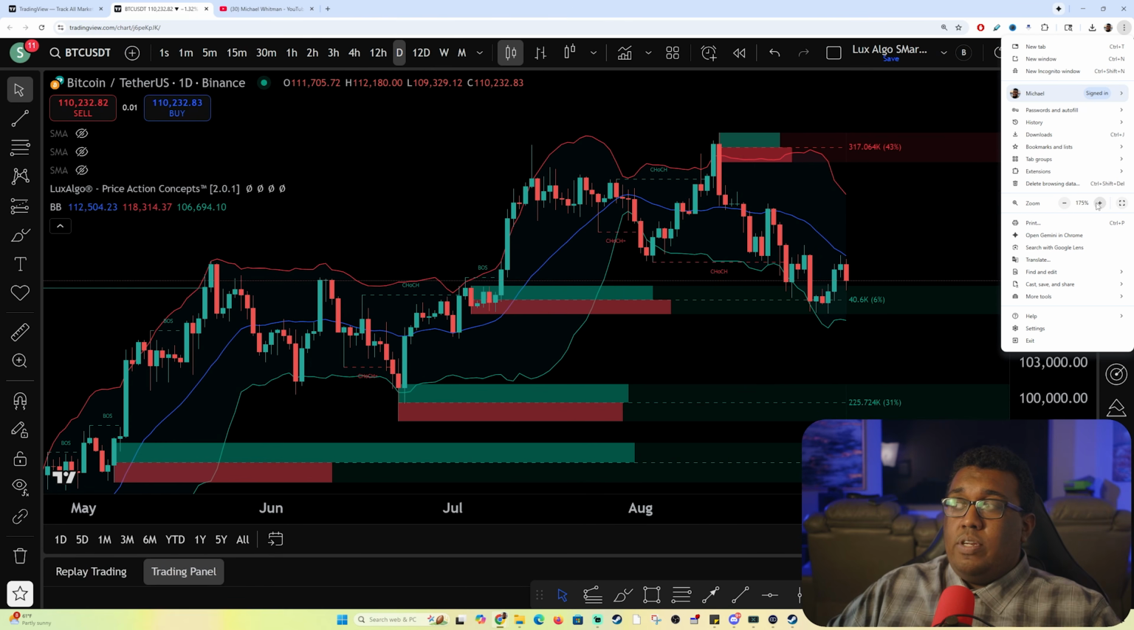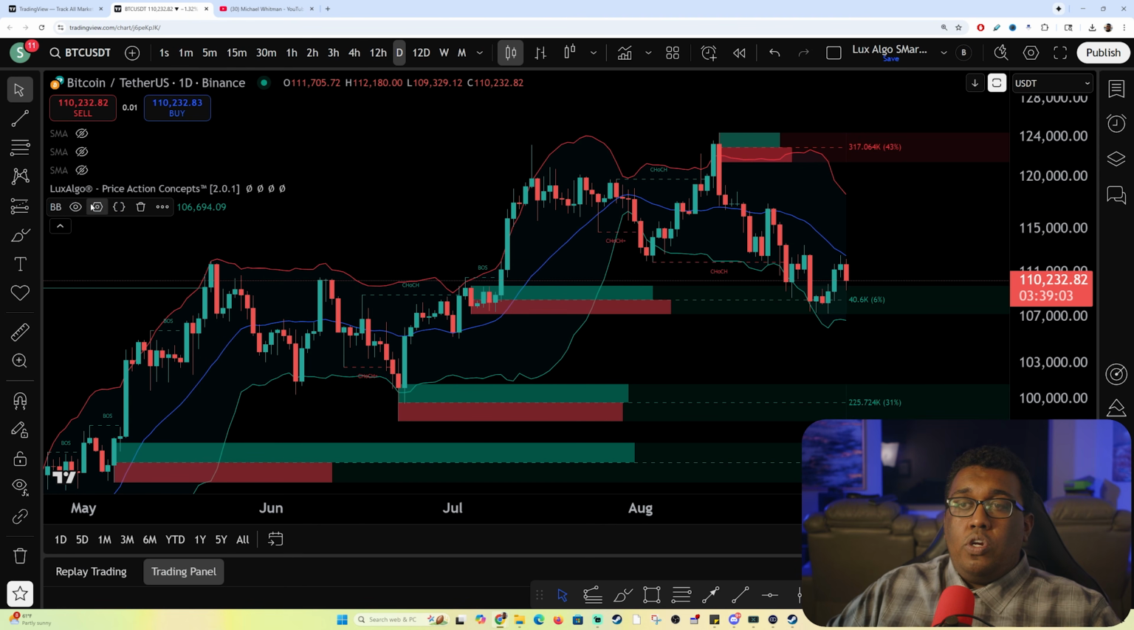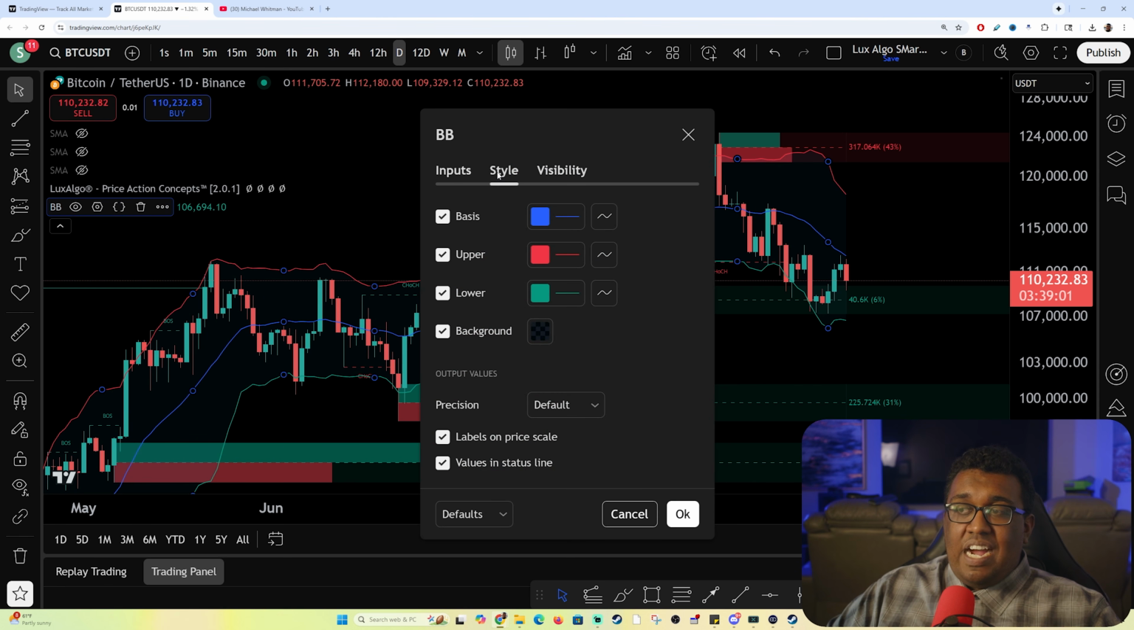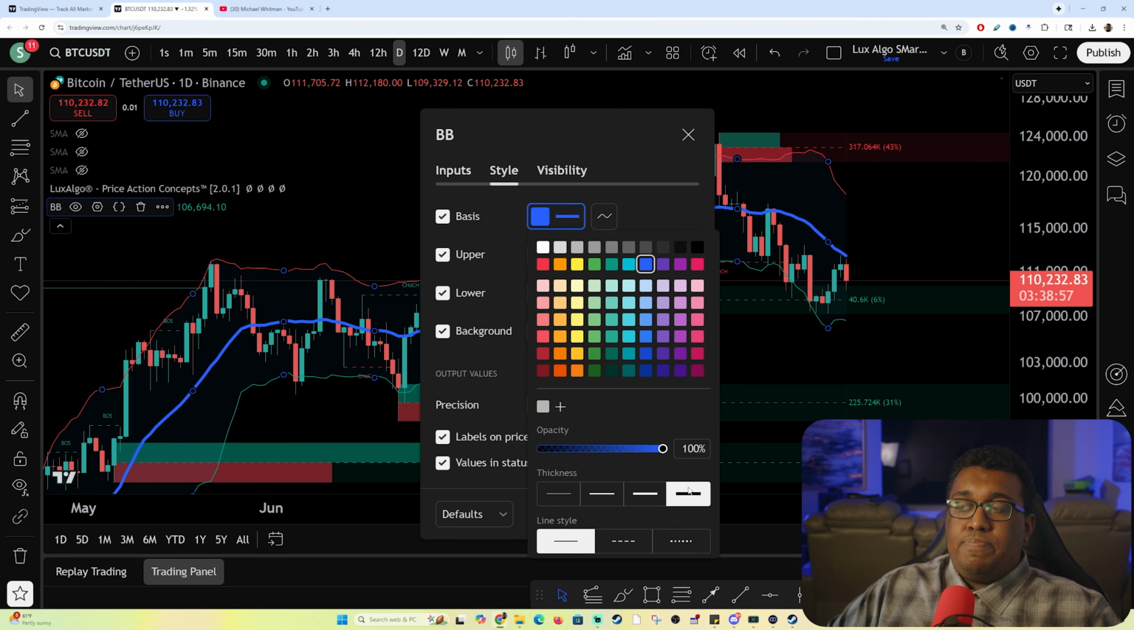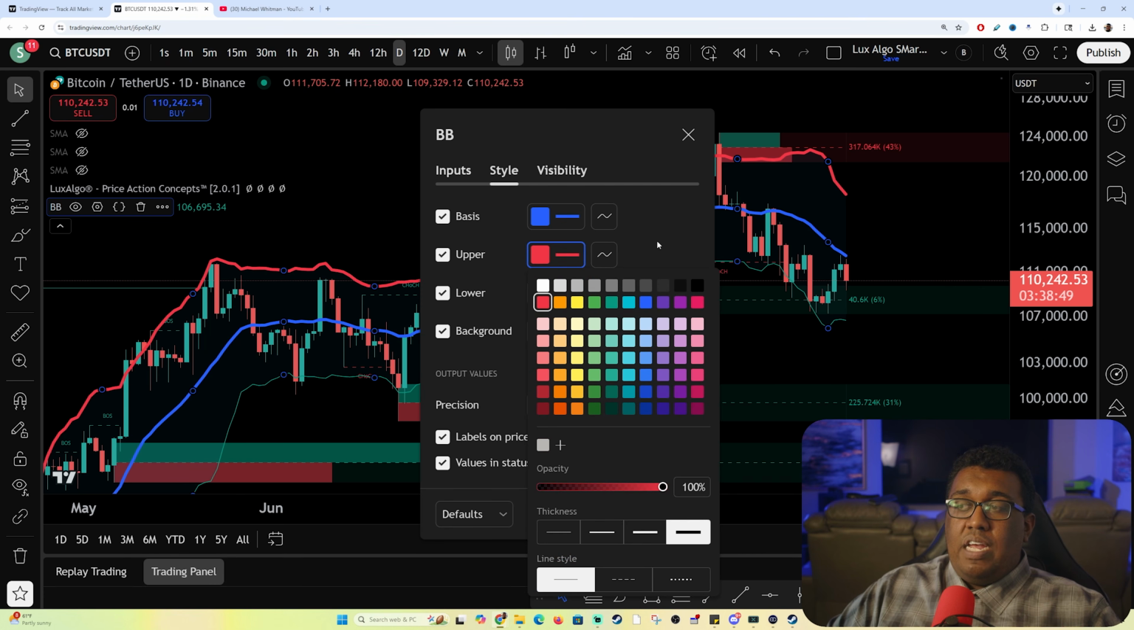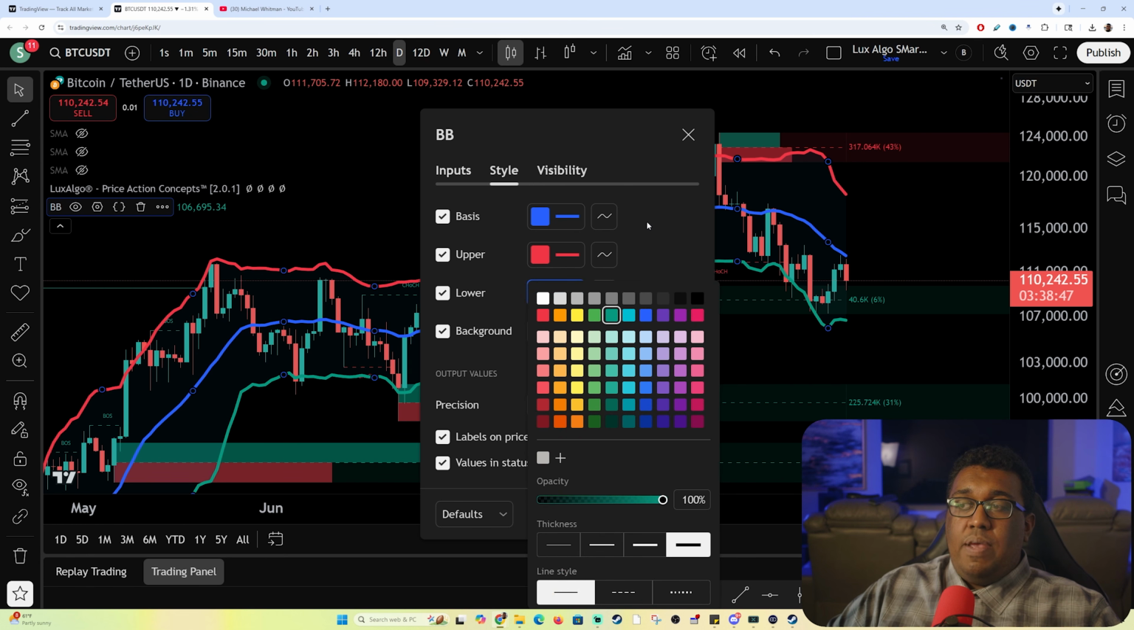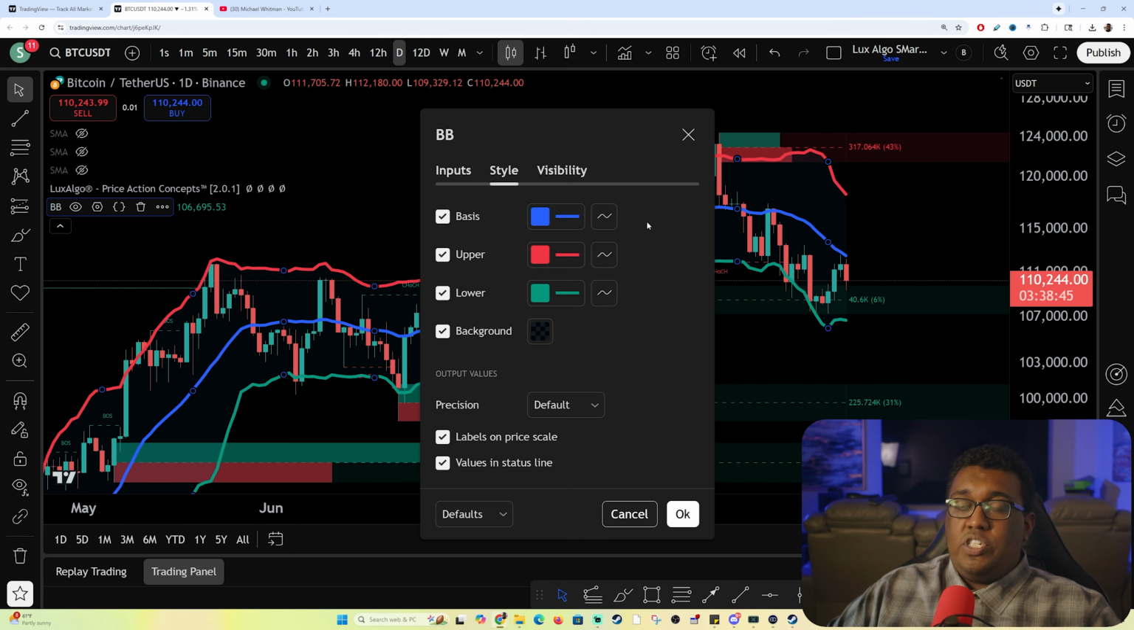So what I'm going to do, and again, this is 100% optional, go over to the settings, go to style, and for the basis, upper and lower lines, just make them as thick as possible or as thick as you want to. Some people don't like to change the basis, but they want to change the upper and the lower. It's all up to you. I put everything as thick as possible just to make it a little bit easier for myself, especially when I have like 5 or 6 charts on my screen at one time. I want to be able to see everything without having to squint and really get down in there, right?